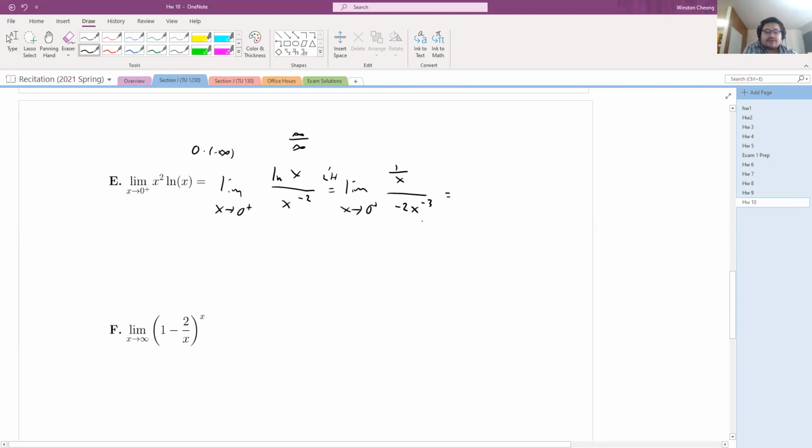And then we can just try to clean this up a bit. Using algebra, if I bring this on top, I'm going to have a negative 1/2 x squared. And so now I can plug in and I'm going to get 0. So the final answer for this is 0.